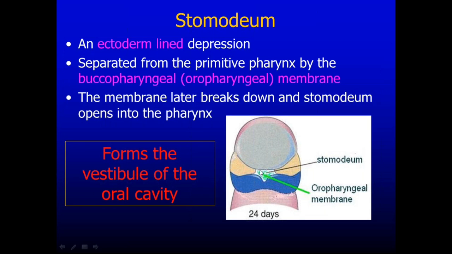Next is the stomatodeum. The stomatodeum is an ectoderm-lined depression. It is separated from the pharynx by this green colored membrane, known as the oropharyngeal or buccopharyngeal membrane. The stomatodeum will form the vestibule of the oral cavity, that is your future mouth. It is surrounded by these 5 swellings: frontonasal, 2 maxillary, and 2 mandibular swellings.